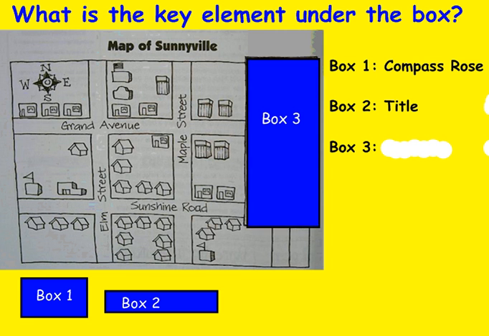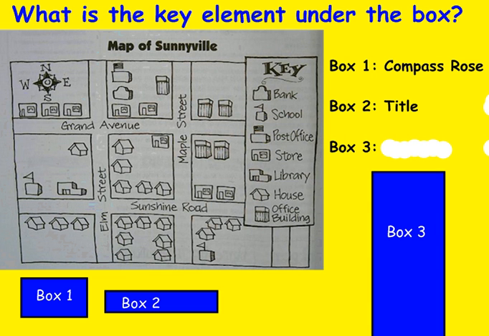Now let's clear box three. There we go. I knew eventually we'd get around to find that key. Of course, it says right here, key, so I know all I have to do is add the word map. That is my map key. That's where all of my symbols are, so I know what each of those symbols mean on the map. Bank, the school, the post office, the store, the library, the house, the office buildings. That's a key for a whole town.